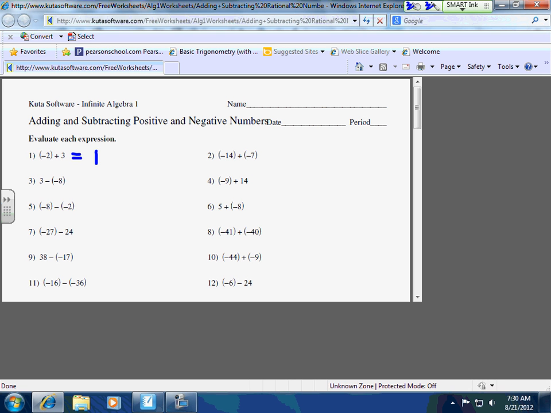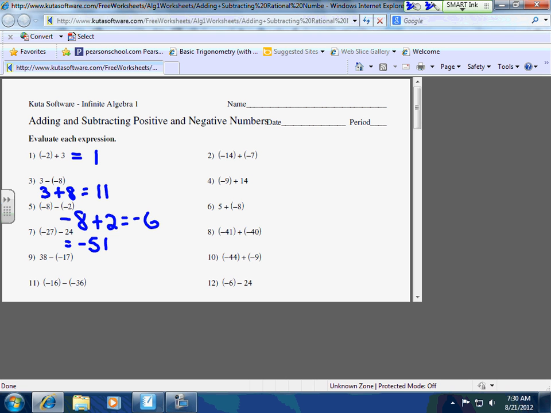3 minus a negative 8. This turns into 3 plus 8, which equals 11. Negative 8 minus a negative 2. That's going to turn into negative 8 plus 2. It's going to give you a negative 6. Negative 27 minus 24. When the signs are the same, you add and keep the sign. So that's going to be negative 51.